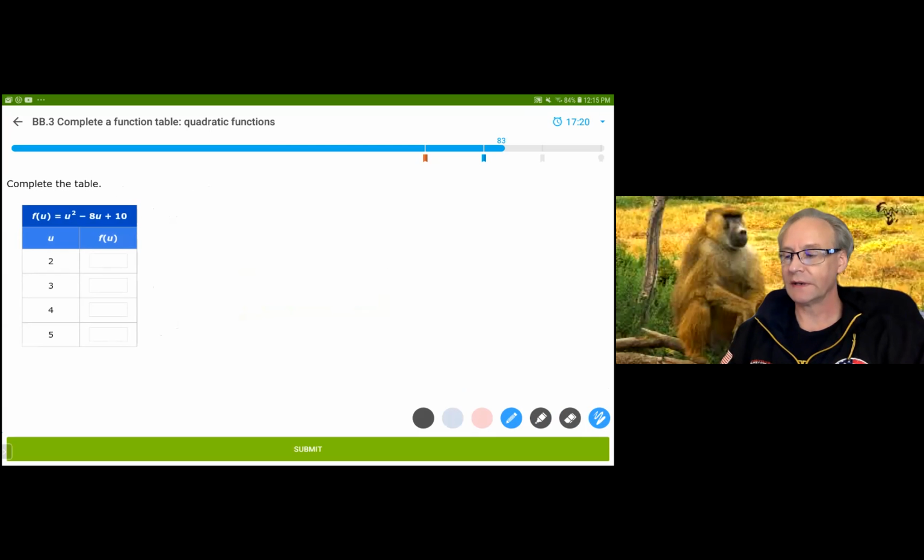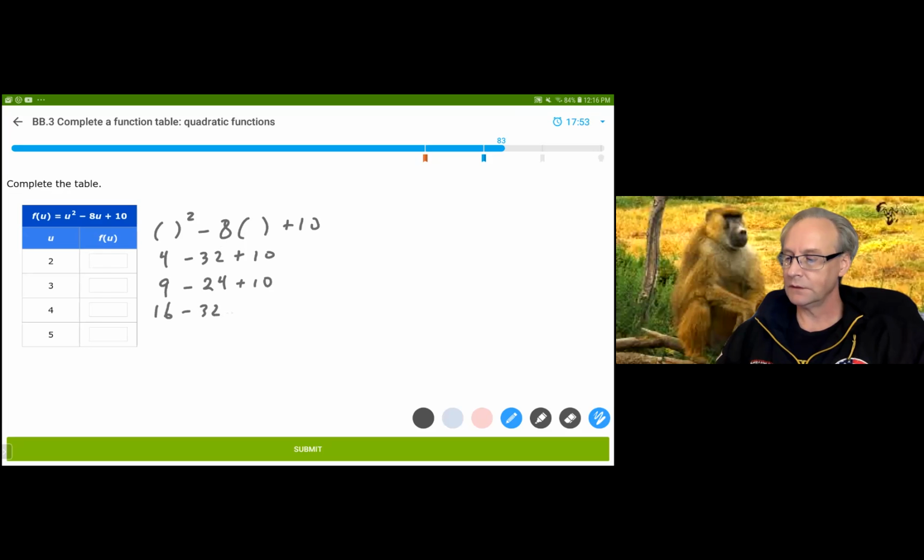Okay, this one's a little more interesting. So I'm going to go ahead and substitute in my head. So I'm going to square it. Then I'm going to multiply the u times the negative 8. And then I'm going to add the 10. So I'm just going to write down the values right here. That's going to be 4 minus 32 plus 10. The 10 always goes at the end. Then I'm going to have 9 minus 24 plus 10. And then I'm going to have the 16 minus 32 plus 10. And then I'm going to have the 25 minus 40 plus 10. So there's some work to do yet.